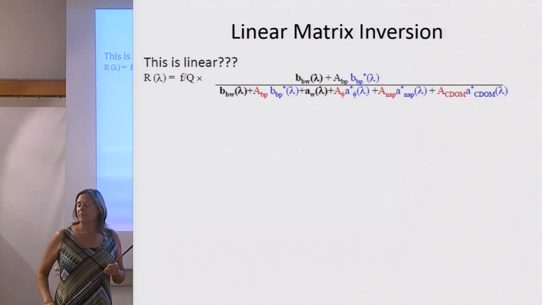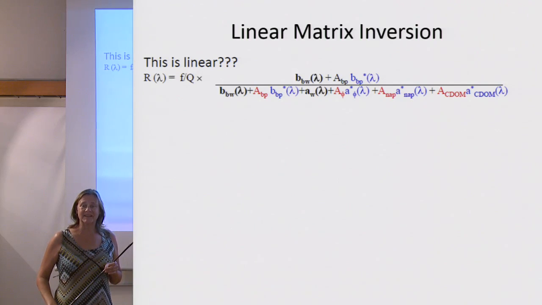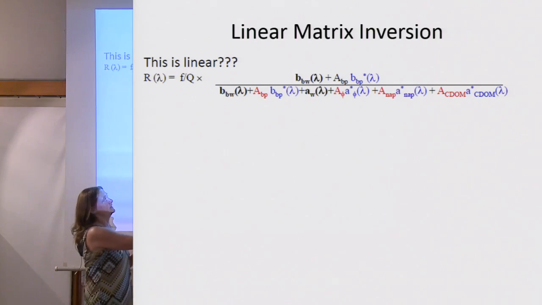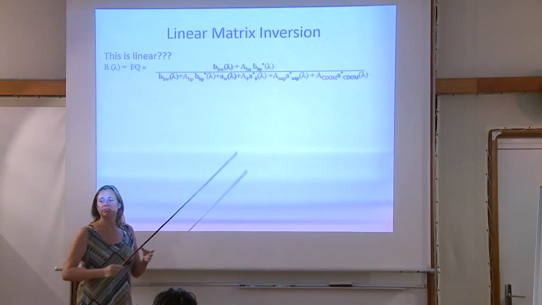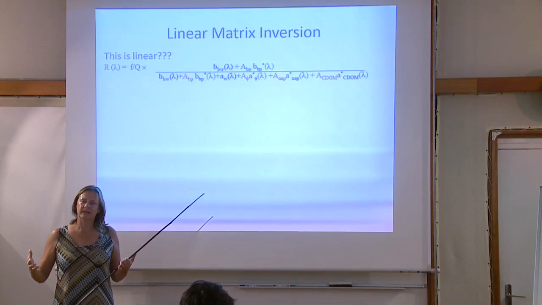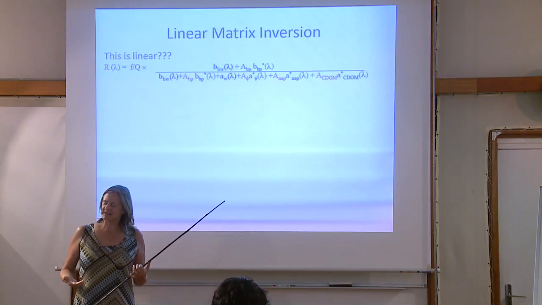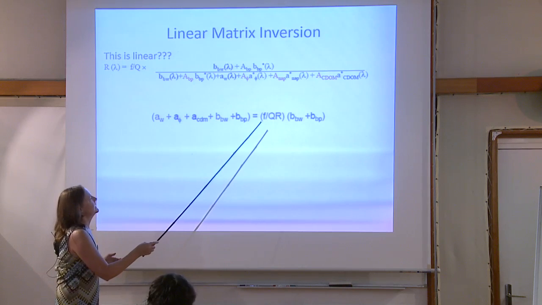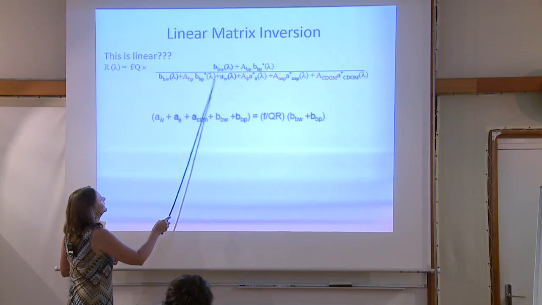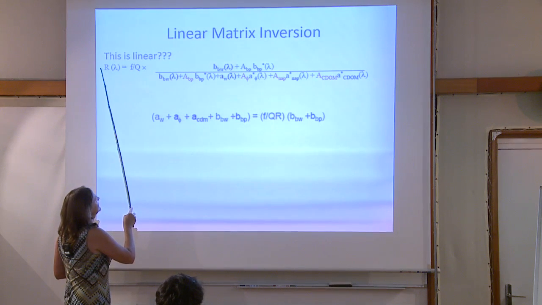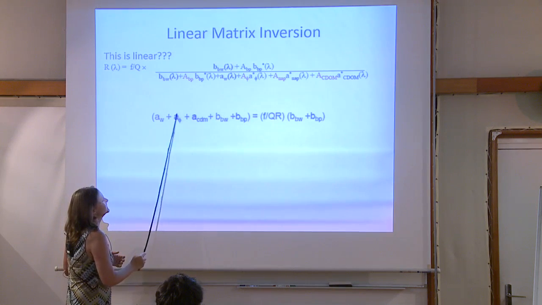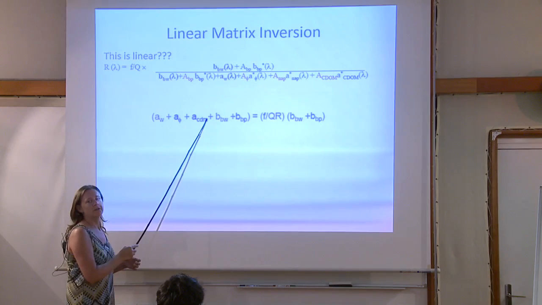So my first question is, is this linear? It doesn't appear to be because it's a ratio, and it looks complicated, but it is linear. If you just start pulling things off to the side and multiplying this by this side, bringing the R over here, then you can start seeing what the knowns and the unknowns are.